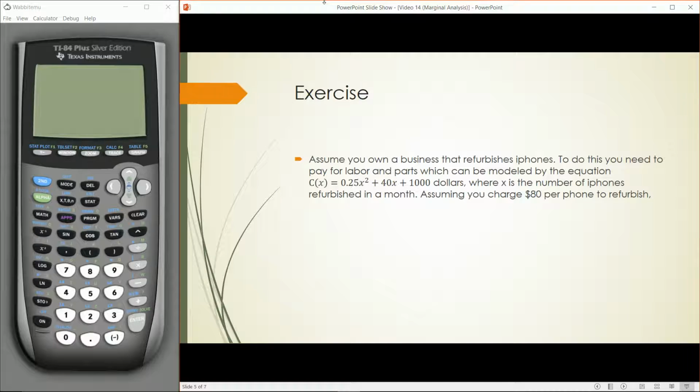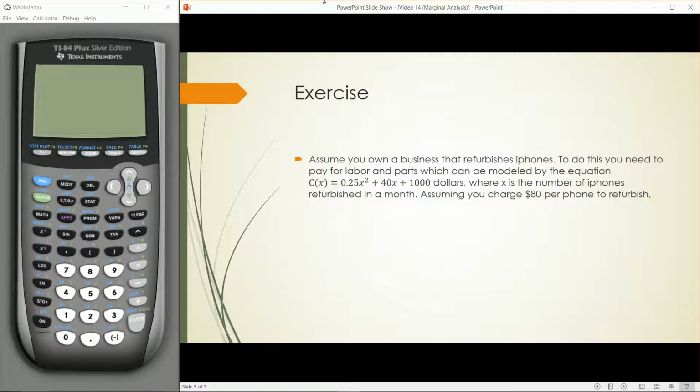So assume you own a business that refurbishes iPhones. A lot of people have them. They get busted. They need to get fixed. To do this, you need to pay for labor and parts, which can be modeled by the equation c of x is 0.25x squared plus 40x plus $1,000, where x is the number of phones refurbished in a single month.